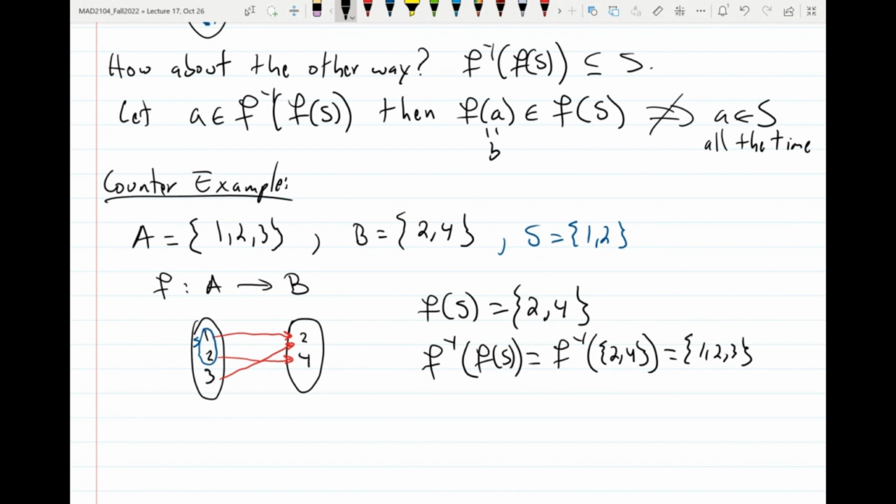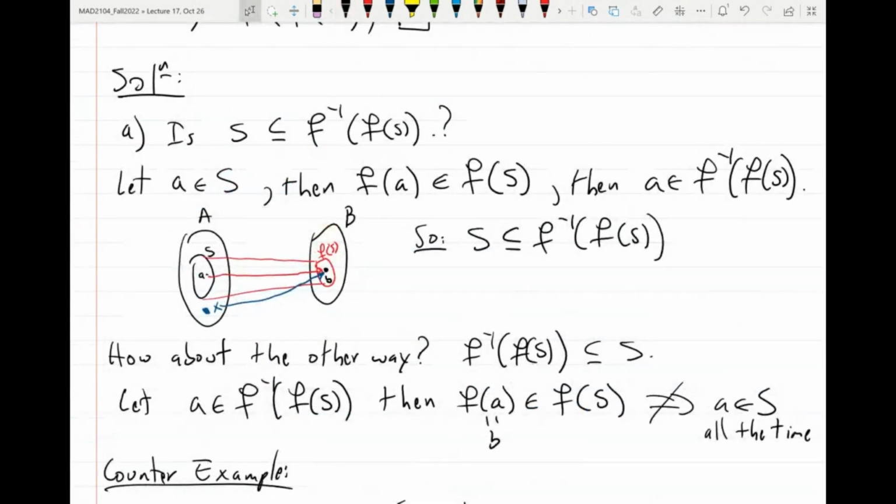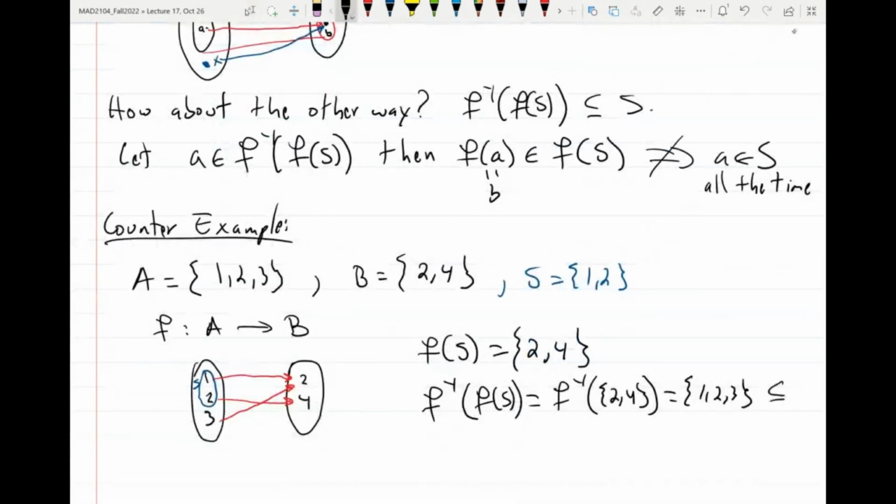S is a subset. We proved it. It better be a subset. S has to be a subset. Good. We proved it here. Okay? We're just arguing that the other way around doesn't work. So, this is not a subset of S because 3 is not in S, right? Since 3 is not in S.